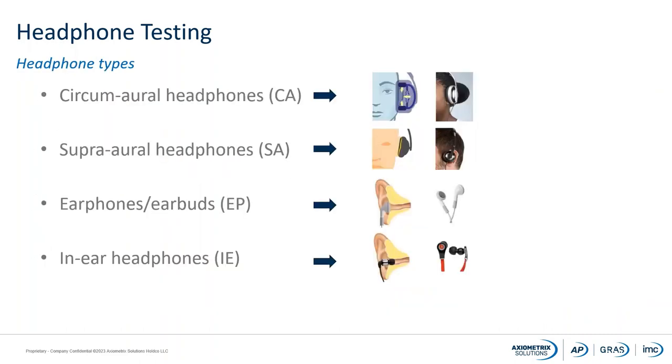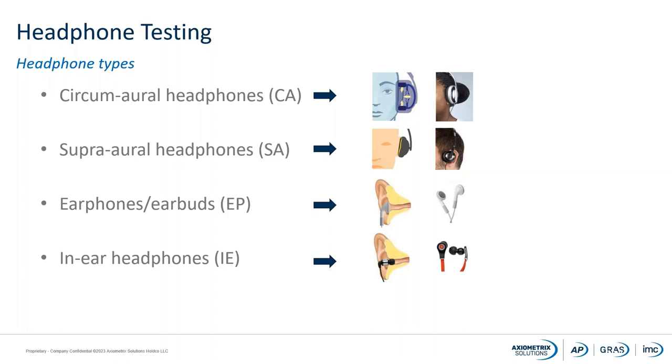Headphone types. We have actually 4 different types. Circumaural headphones, also called over-the-ear headphones. These headphones are covering the whole pinna or the whole ear, so the cups are covering the whole ear.